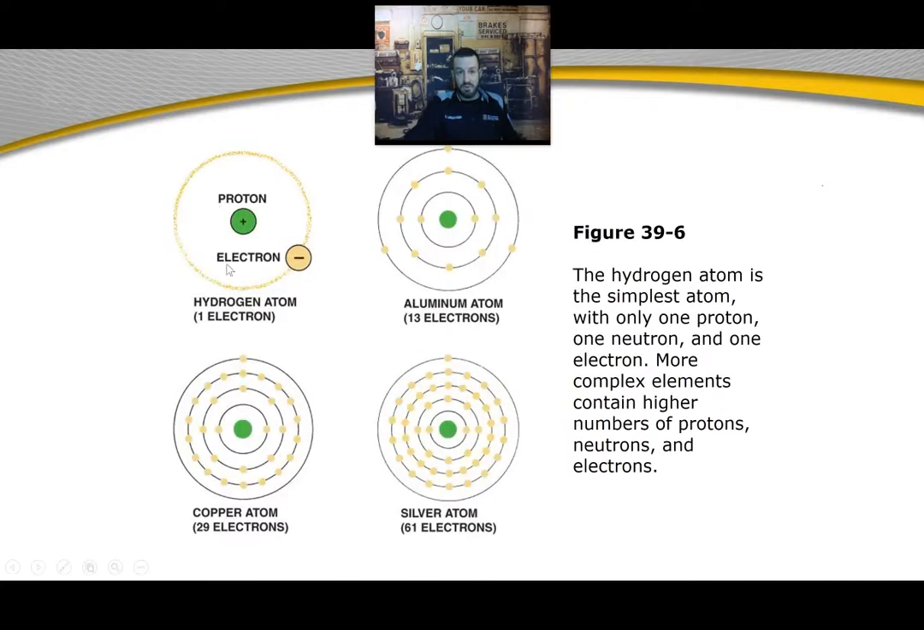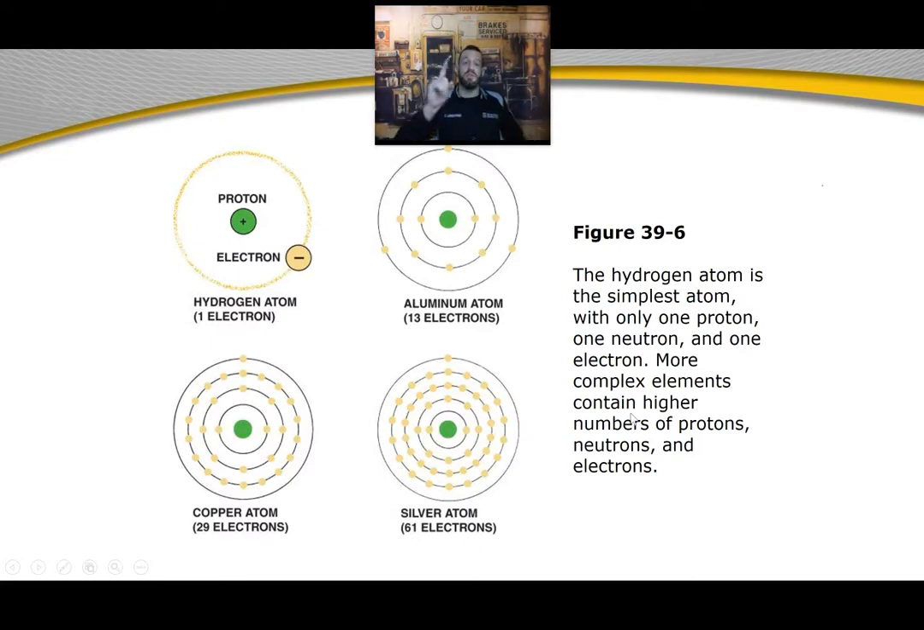A hydrogen atom has one proton and one electron. An aluminum atom has 13 electrons, and I want you to look at this outer ring right here, because this is going to be very important. You only have 3 on here. A copper atom only has 1 on that outermost ring. A silver atom also only has 1 on the outer ring. You've got 61 total, but only 1 on that outer ring.